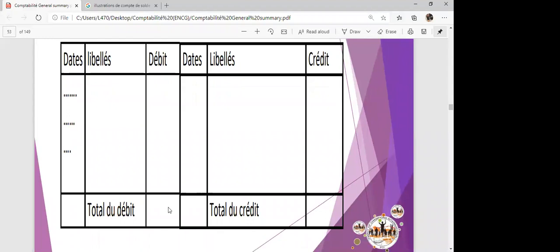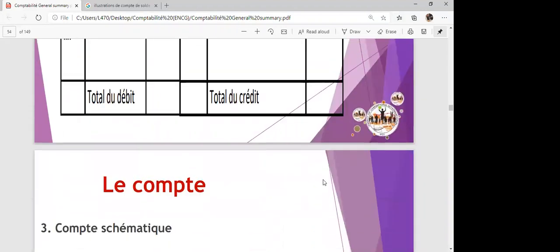If we have 5,000 on the debit, 5,000 on the credit, that's okay. If we have 5,000 on the debit and 10,000 on the credit, we would have to find a solde. It's just the same principle. What changes is just how you present them.